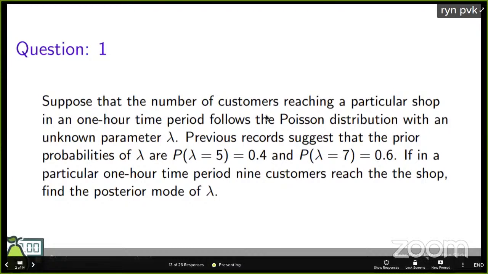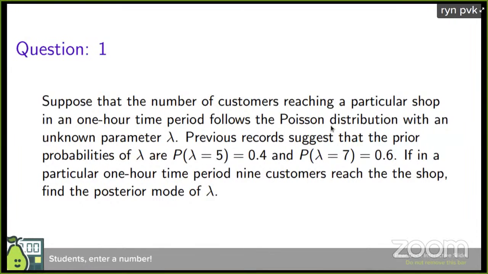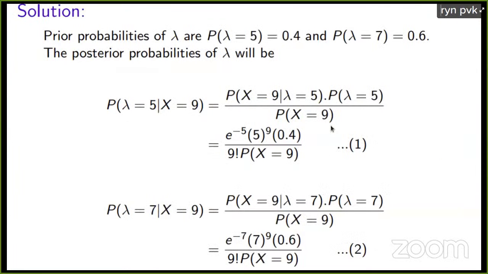Since the number of customers reaching a particular shop in a 1 hour time period follows the Poisson distribution, I know that my distribution, the PDF of Poisson, is e to the power minus lambda into lambda to the power x divided by x factorial, right? And given that lambda equal to 5, that means I know it. So what is the conditional probability? You know something, and based on that we are finding the probability for another thing, right?